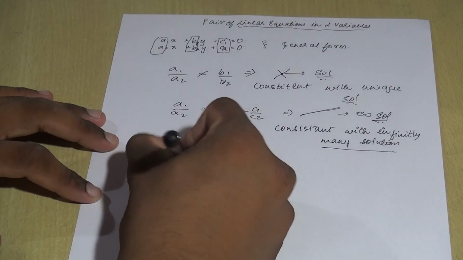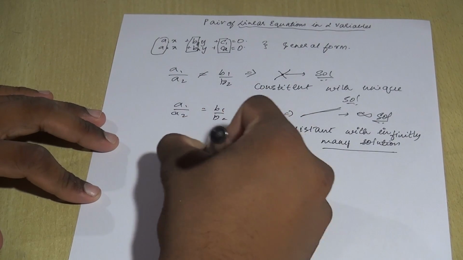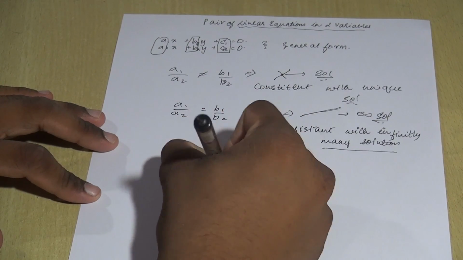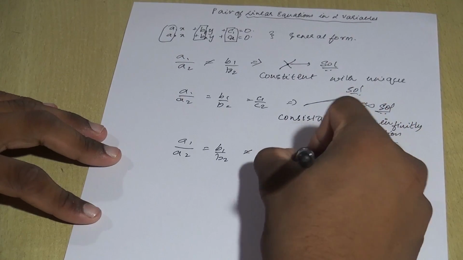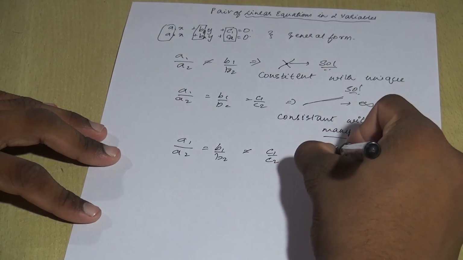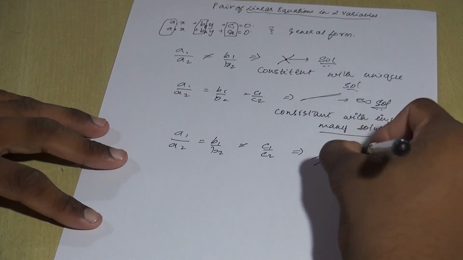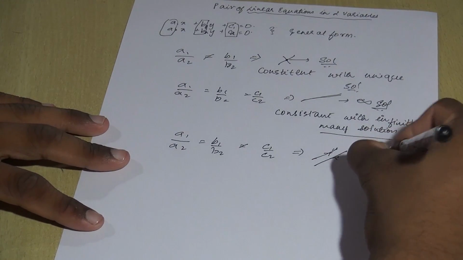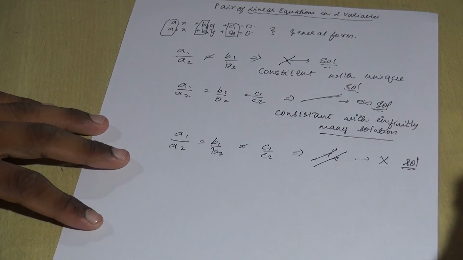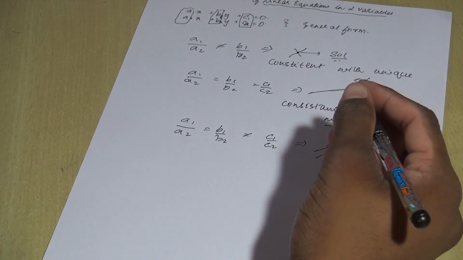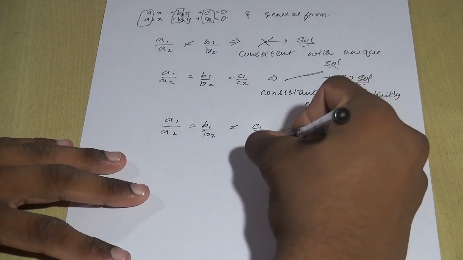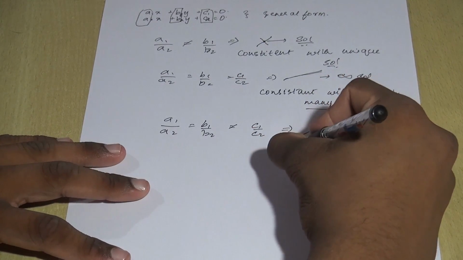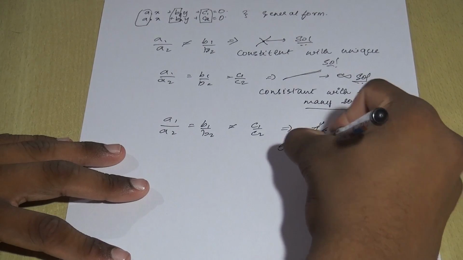Okay, now if a1 by a2 is equal to b1 by b2 but is not equal to c1 by c2, then the lines will be parallel, and since they don't meet at any points, there is no solution for this. Hence, a pair of linear equations with no solution is called inconsistent. So these are inconsistent.